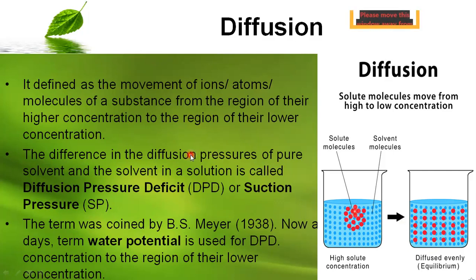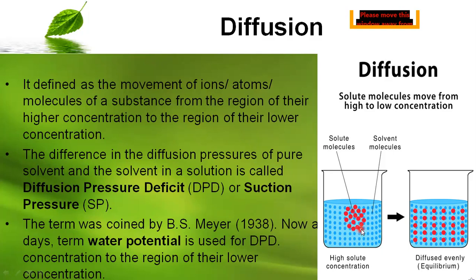Now we will see this process, which occurs due to the movement of particles because of the kinetic energy of the molecules. So diffusion continues till an equilibrium is reached. Diffusion results in diffusion pressure, which is directly proportional to the number of diffusing particles, meaning the quantity of diffusing particles.